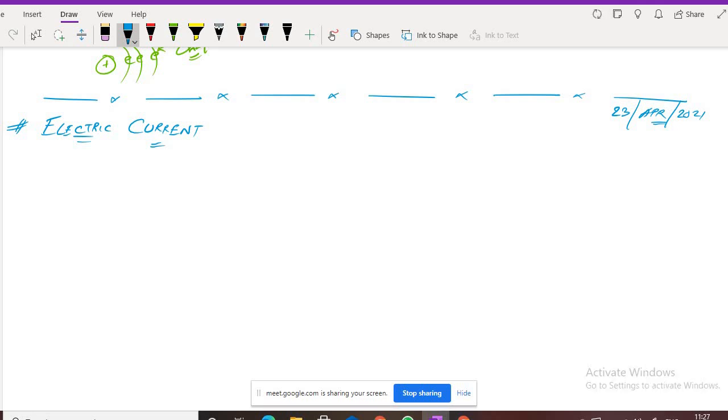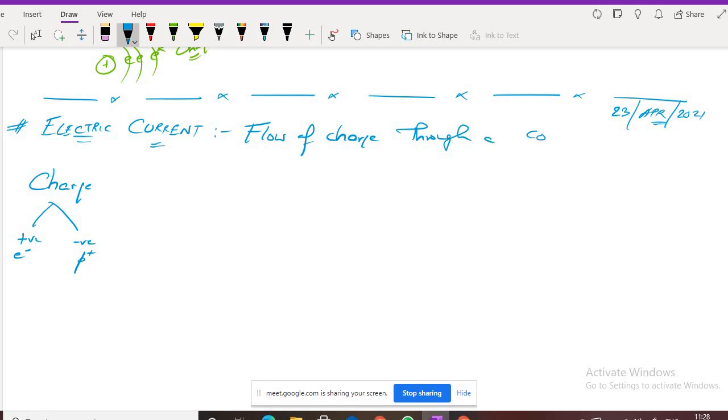See, what do you mean by electric current? First of all, you understand this. In the previous class, I have taught you regarding charge, and I've told you that charges are of two types. One is positive charge and one is negative charge. These are called electrons and these are called protons. So what is electric current? Electric current is the flow of charge through a conductor.